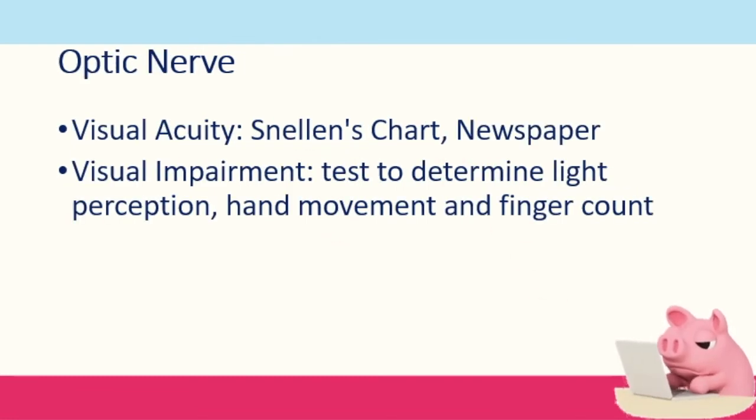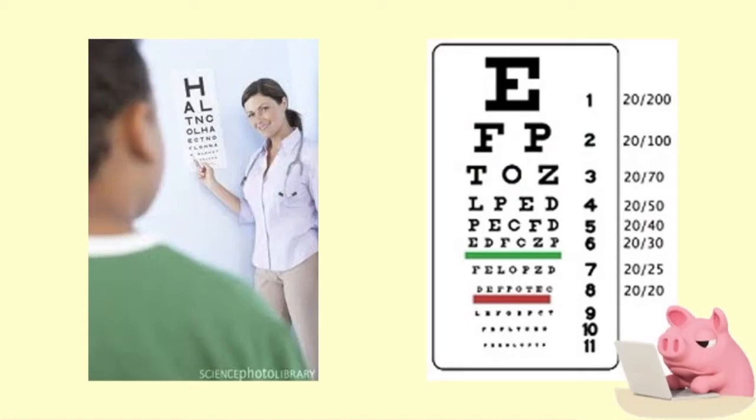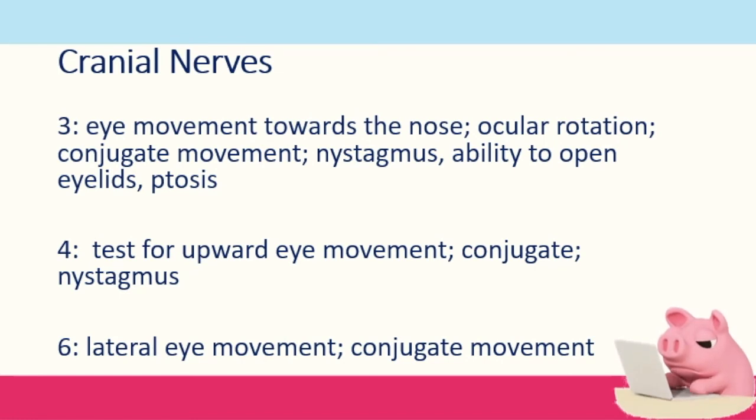Just as a quick recap on these major nerves, you have your optic nerve, which can be assessed by your Snellen's chart and newspaper. This is how your Snellen's chart would look like. Added to that, your 3 would be concerned with EOM. Your 4 is also EOM, then your 6 is also EOM.